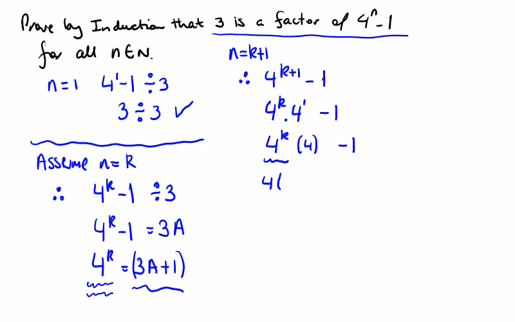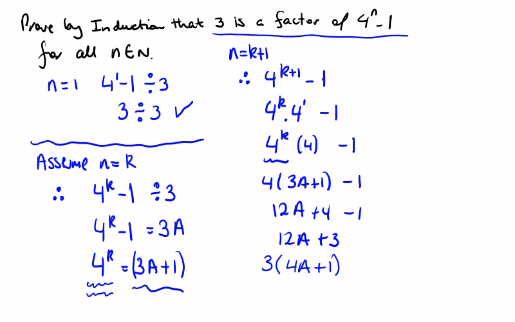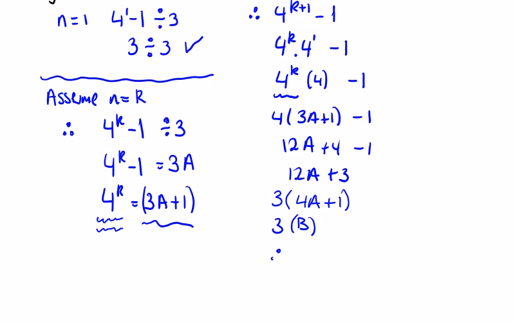So we have 4 times 3a plus 1 minus 1, which is 12a plus 4 minus 1, which is 12a plus 3. Now, if we can show that 3 is a factor of this, we have our proof done. So this is 3 times 4a plus 1, which is 3 times another number, which we could call b. So therefore we can say P(k+1), or when n is equal to k plus 1, is true.